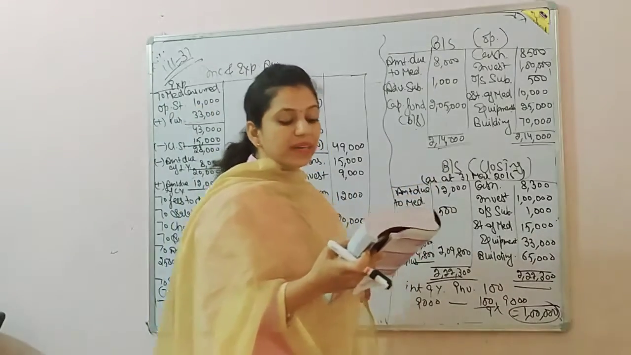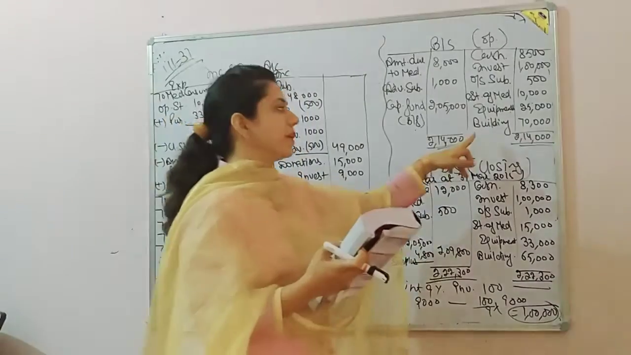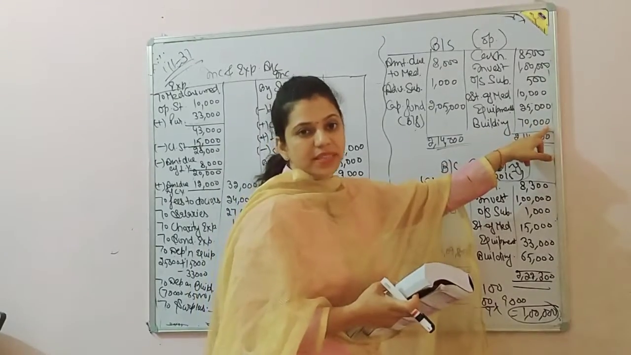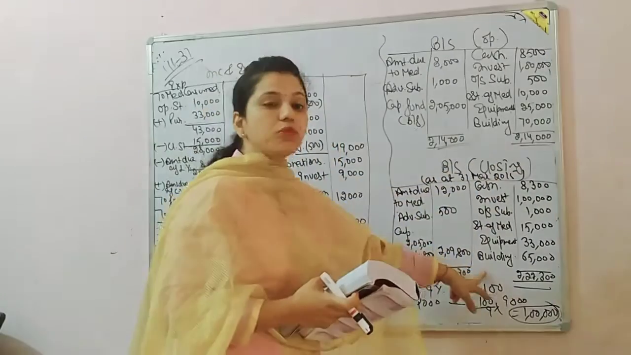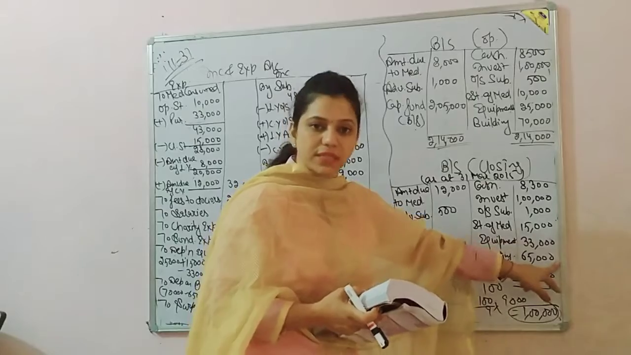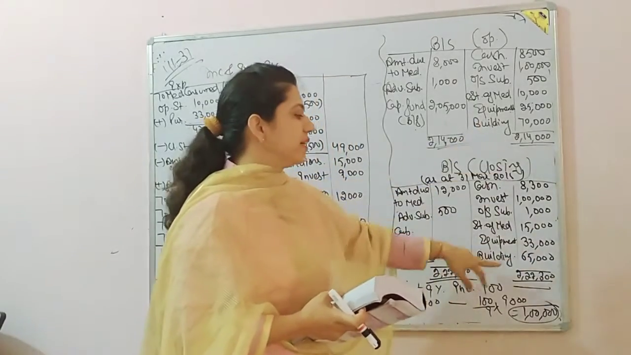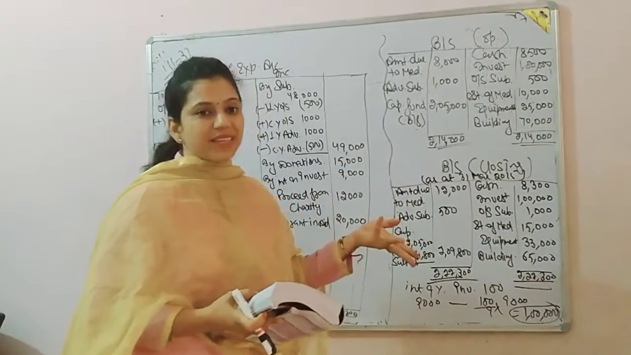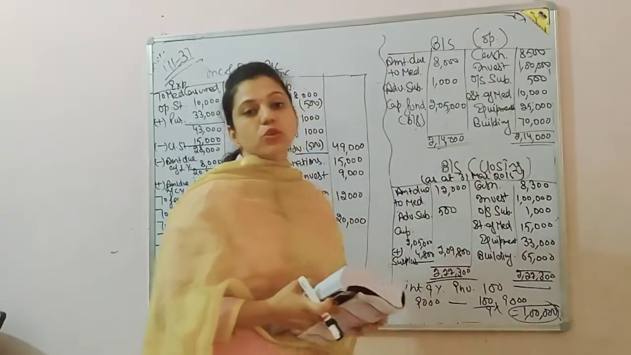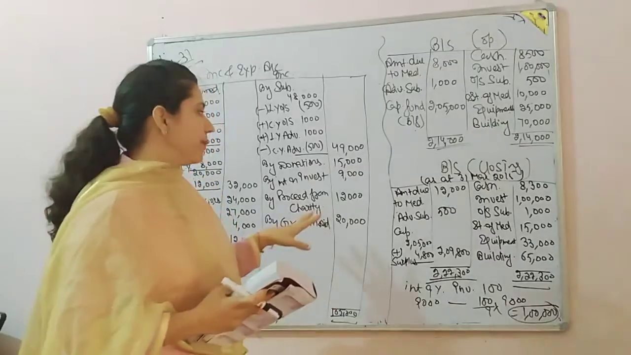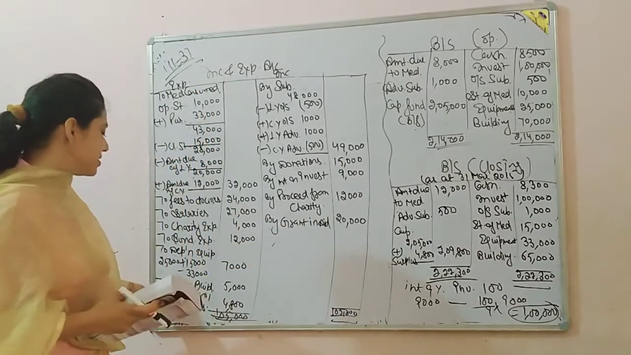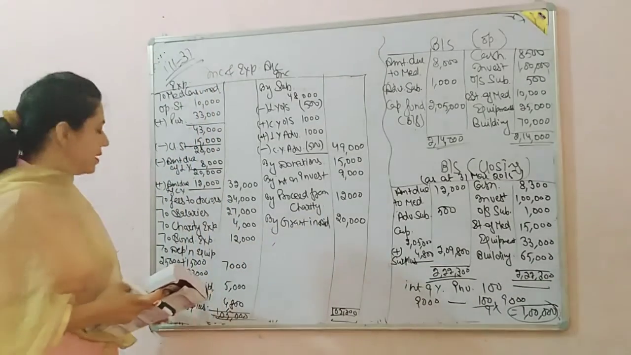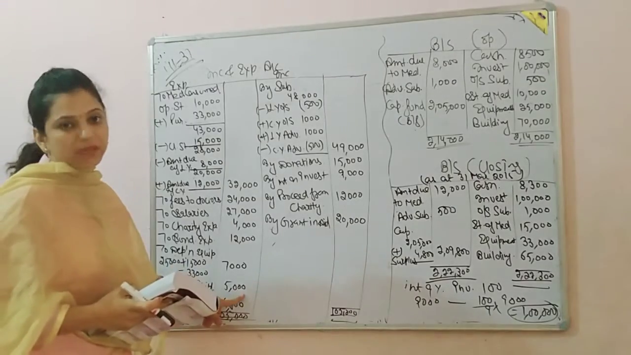Then we have buildings opening and closing balance. Opening balance of building in opening balance sheet 70 and closing balance of building in closing balance sheet 65. Now what will be the difference? 70 minus 65. If there is no purchase and sale, then 5,000 is shown as depreciation. So depreciation will be shown in expenses side. Depreciation on building 70 minus 65, 5,000.